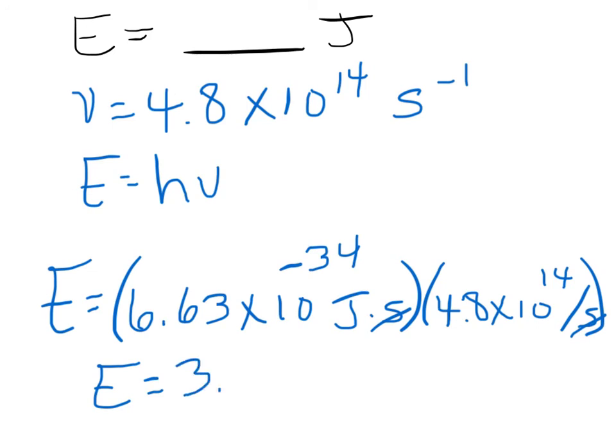And so the amount of energy contained in this wave of energy is 3.2 times 10 to the negative 19th joules. What it really is telling you is every little photon or packet of energy traveling in this wave has that much energy. 3.2 times 10 to the negative 19th joules is how much energy every packet in this wave has.